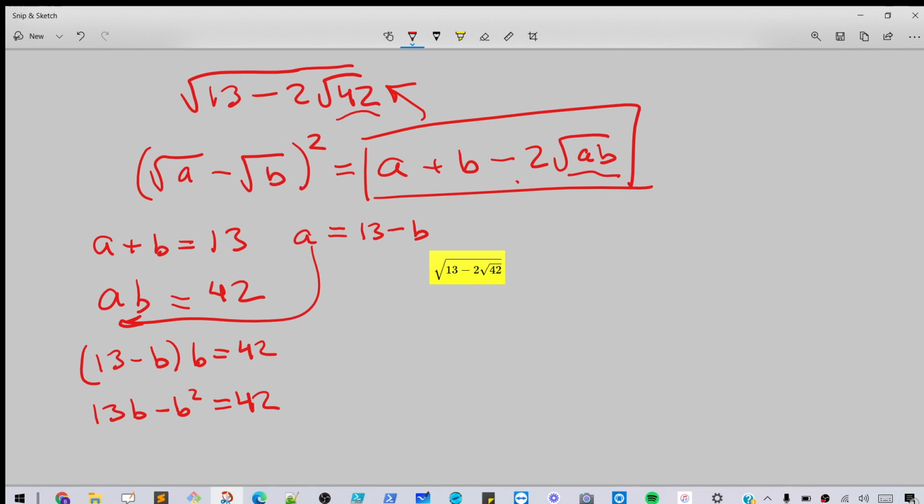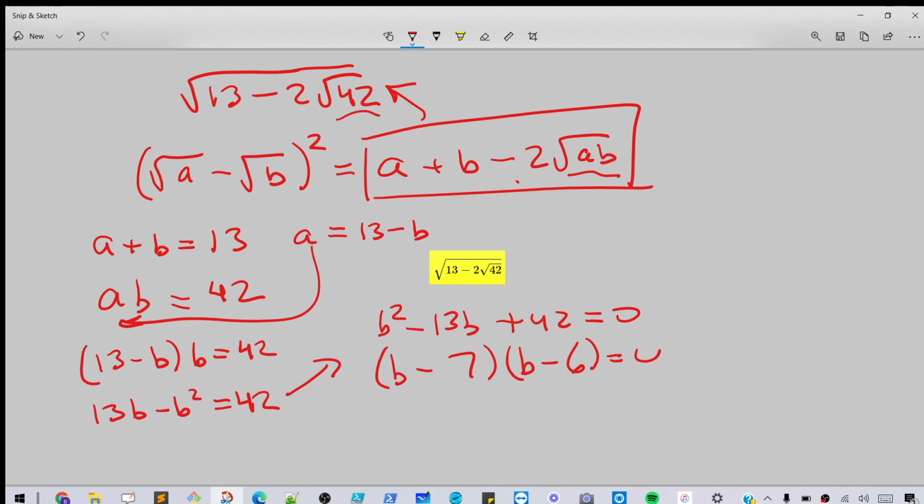We can see that this is a quadratic. I can just arrange this nicely. Like I can move it over here. We could say b squared minus 13b plus 42 equals 0. And solve for b. Let's see, how can we do that? We can just factor it like b minus 7, b minus 6 equals 0. And we have two roots, 7 and 6.